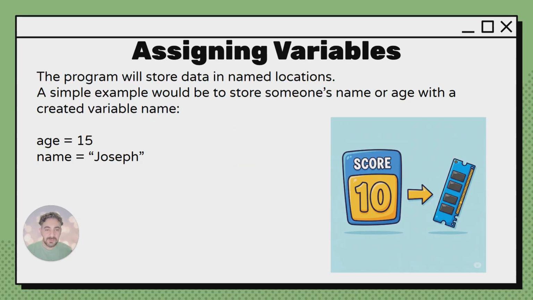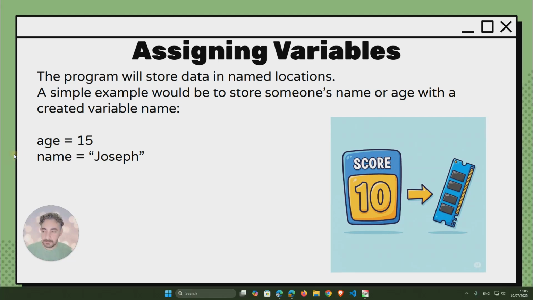So when we assign variables in named locations, we give them names that make sense. So here you can see that a variable might be called age, or it might be called Joseph, and these refer to what data is being stored in the named location. So for example, if I give my variable the name age, it stores the value 15 under that named location inside the RAM. Let's do an example.